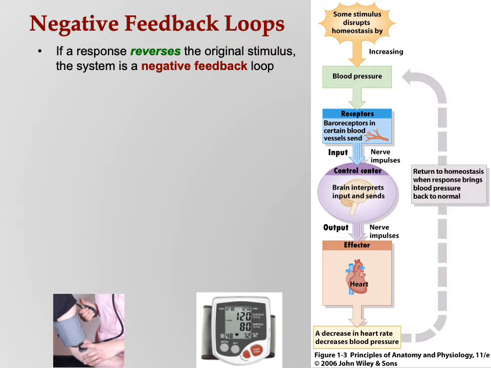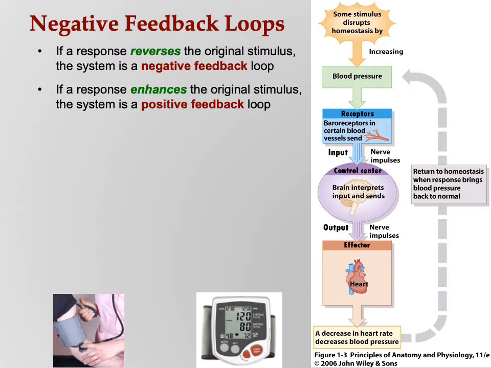So for example, if your body is overheating, and your body then does something to cool down, that will be a negative feedback loop, because you reverse the original stimulus. You were getting too hot, the feedback loop caused you to cool down. That's a negative feedback loop. It's good, it's not bad. If a response enhances the original stimulus, then it's a positive feedback loop.